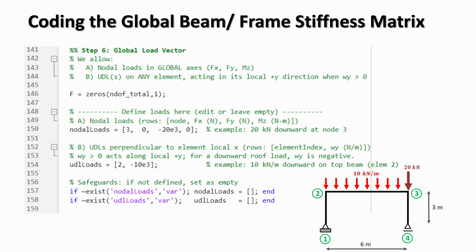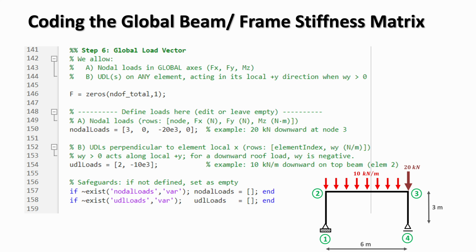With the stiffness matrix complete, the next step is to build a global force vector, F, which contains all the external loads acting on the structure. The program is set up to handle 2 kinds of loading. Type A, which are direct nodal loads in the global coordinate system, so horizontal forces Fx, vertical forces Fy, and nodal moments Mz. And Type B, which are uniformly distributed loads, or UDLs, on elements. These are converted into the equivalent nodal forces and end moments, as we discussed in this lecture.